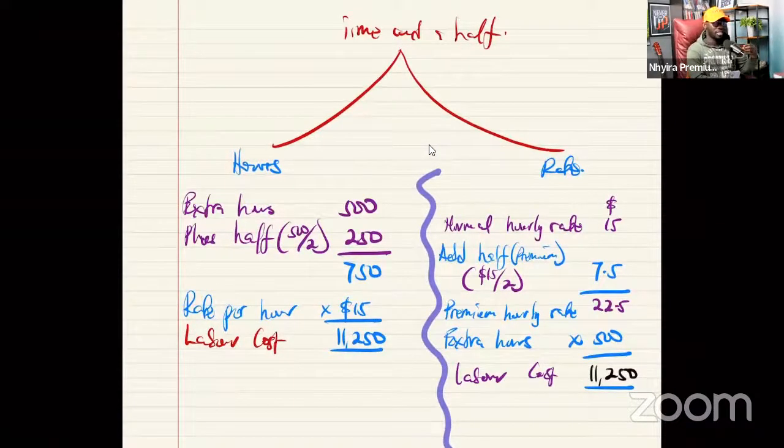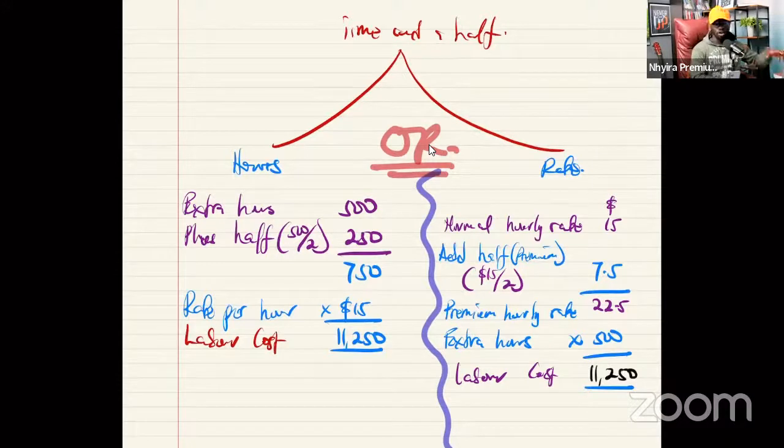Now the examiner can say time and a quarter. If he says time and a quarter, then you do 1/4. He can say time and a third, then you do 1/3. He can say double the time, then you do ×2. I hope you are getting the idea. So whatever language the examiner uses, these are the two options available, and you can choose which one you are comfortable with in arriving at the labor cost.